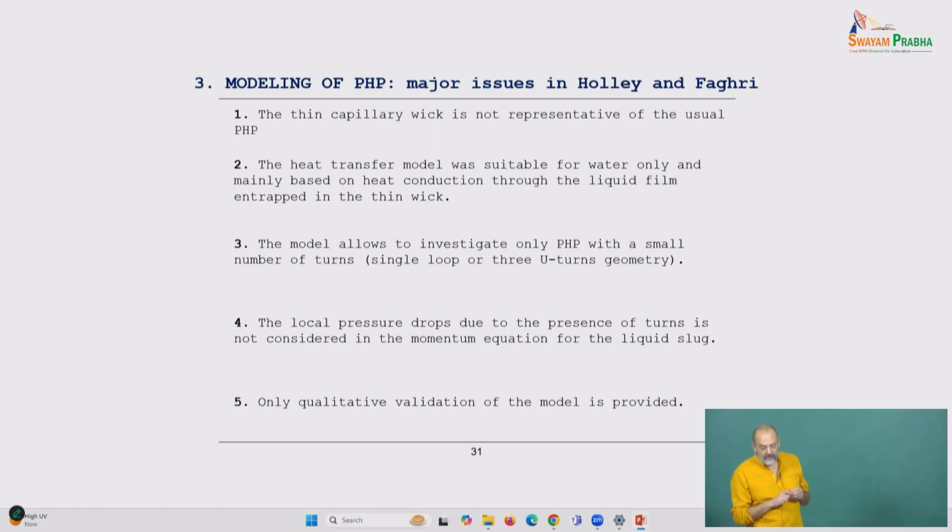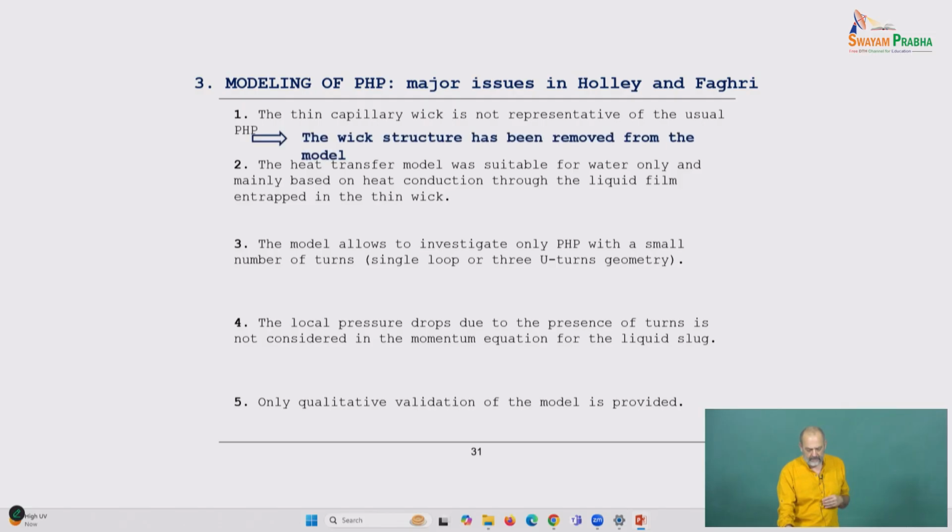So, there was a model. The first model, I think, of PHP was from Holle and Fagri in 2005, I think. It was very, let's say, early pioneering work in this field. There were many problems with this, but still they tried to do this work.